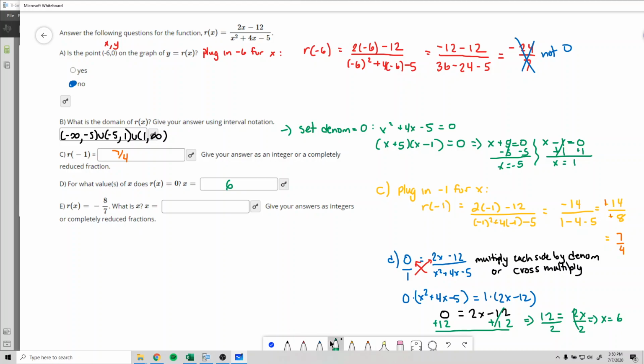And then the last one is going to be very similar in how we set up to this one. It's just going to be longer because the number's not 0. We want to know for what values of x does r of x equal negative 8 over 7. So we're going to take our equation and plug in negative 8 over 7 for r of x.